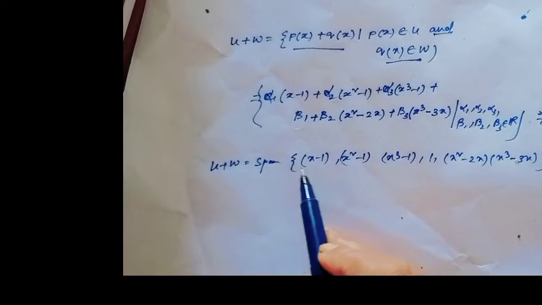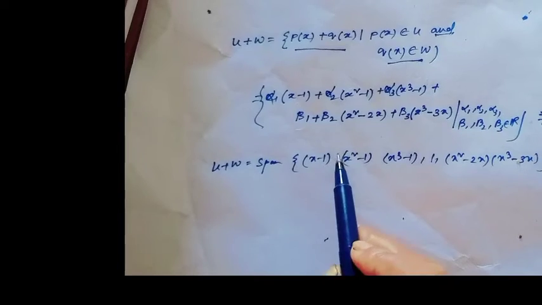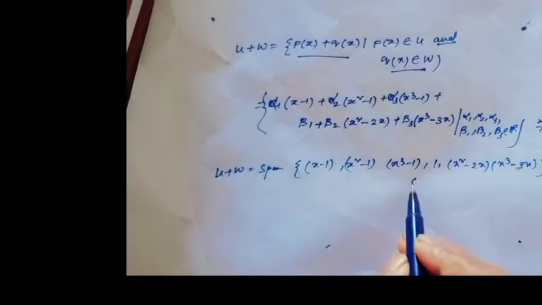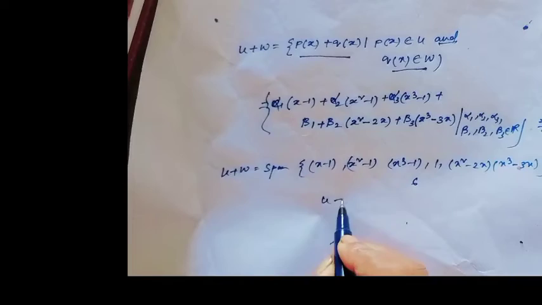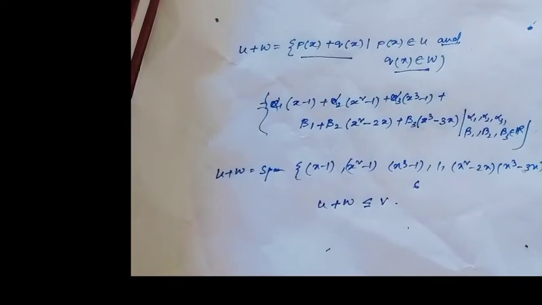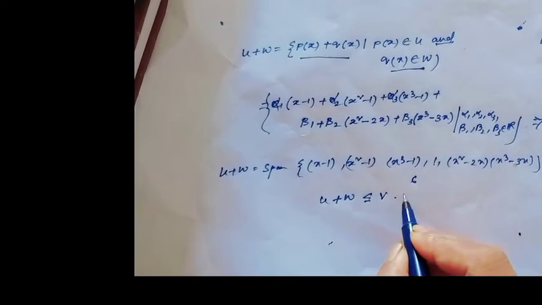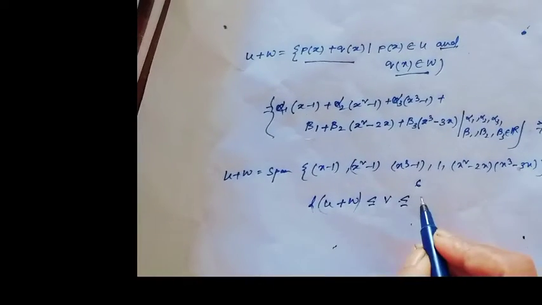But notice here this spanning set contains 6 vectors. But we all of us know U plus W is a subspace of the vector space V. Since the dimension of the vector space is 4, obviously the dimension of U plus W would be less than or equal to 4. So, obviously, in such vectors, some vectors would be linearly dependent.